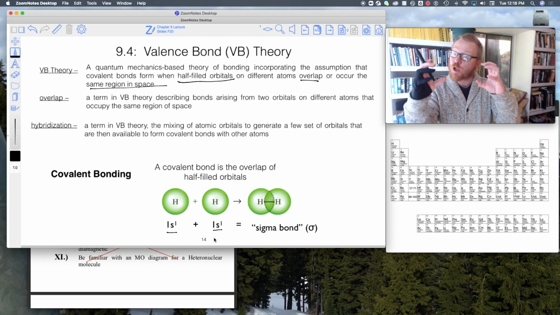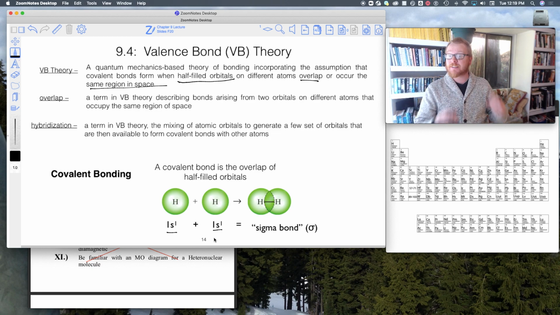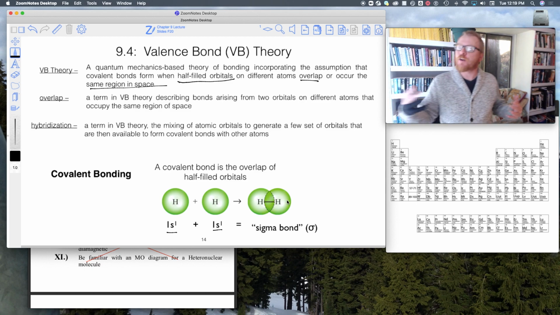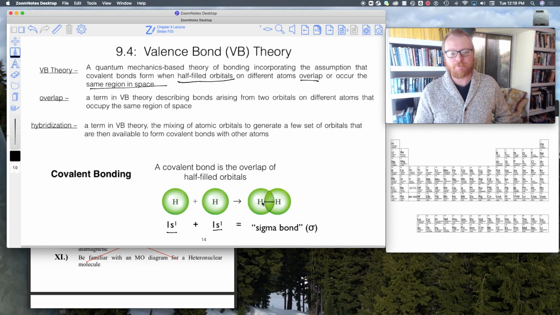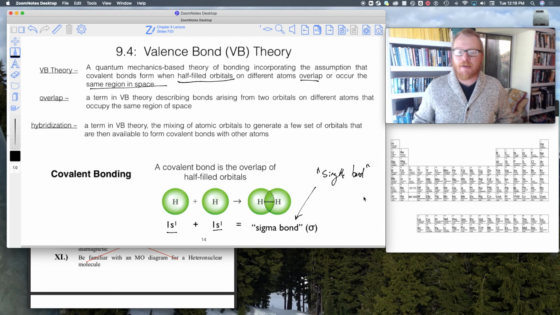As they move closer and closer together, as they overlap, they form a bond, a single bond. We call that a sigma bond. Sigma, Greek letter for S, because it's really made from two s orbitals. So we can think of that as a single bond. I got my stylus back, but my handwriting still hasn't improved.